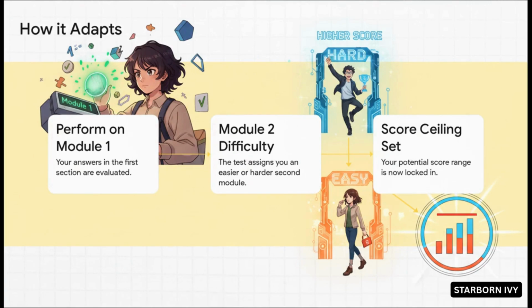And here's that twist. The test is adaptive. How well you do on that first module directly determines how hard your second module is going to be. If you crush Module 1, you unlock a harder Module 2, which gives you access to the highest scores. But if you struggle, the test gives you an easier second module, and it puts a cap on how high your score can possibly go.